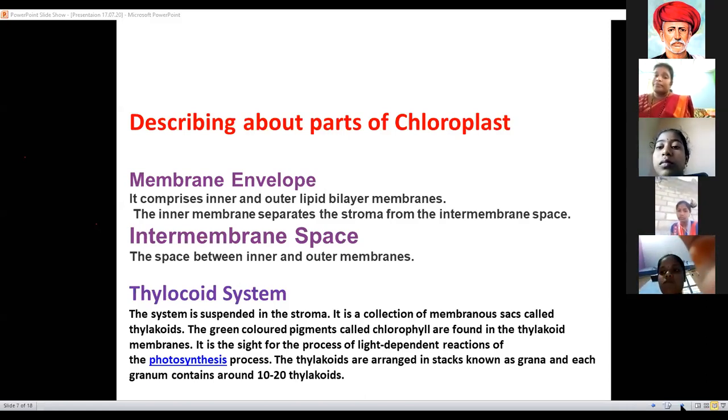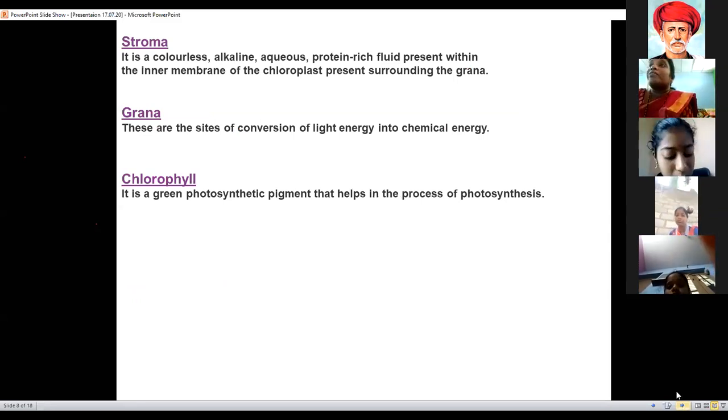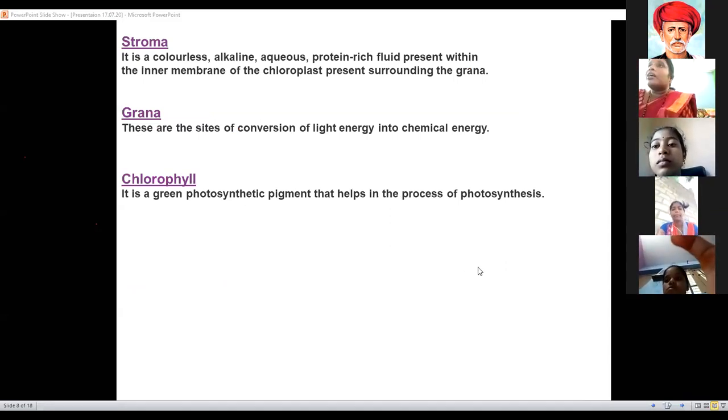Next slide. These are all the sites of conversion of light energy into chemical energy. The grana are the sites of conversion. Grana is the conversion of light energy into chemical energy. Next, the last one is chlorophyll. It is a green photosynthetic pigment that helps in the process of photosynthesis.